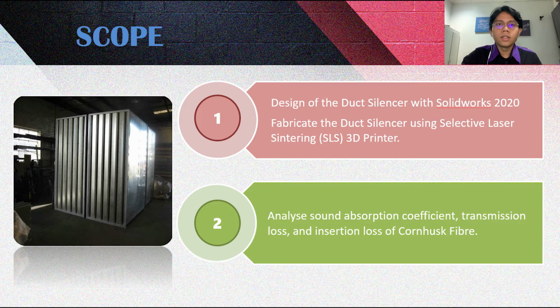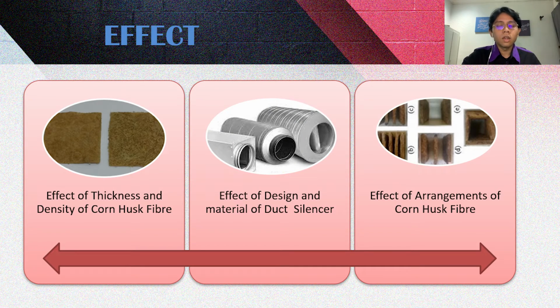After that, the second point is to analyze sound absorption coefficient, transmission loss, and insertion loss of coconut husk fiber. These are the 3 parameters that will be controlled in this project. Then we go to the effects. These are 3 effects that will be evaluated in this project.